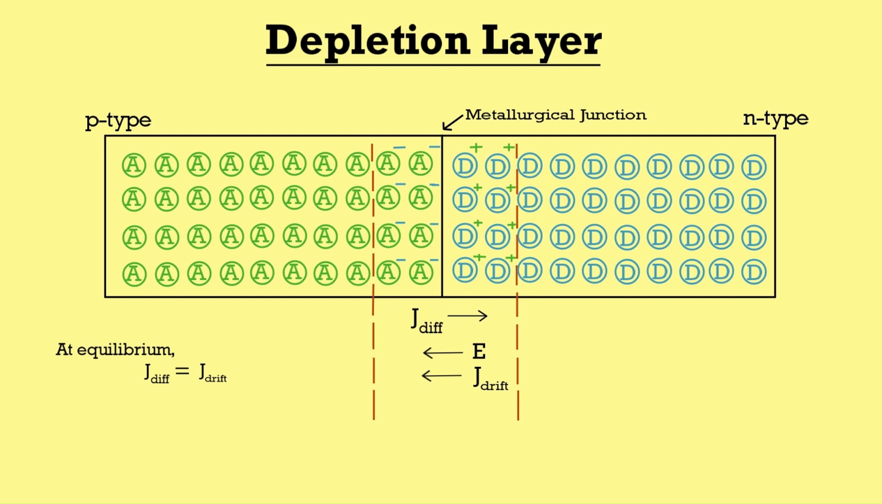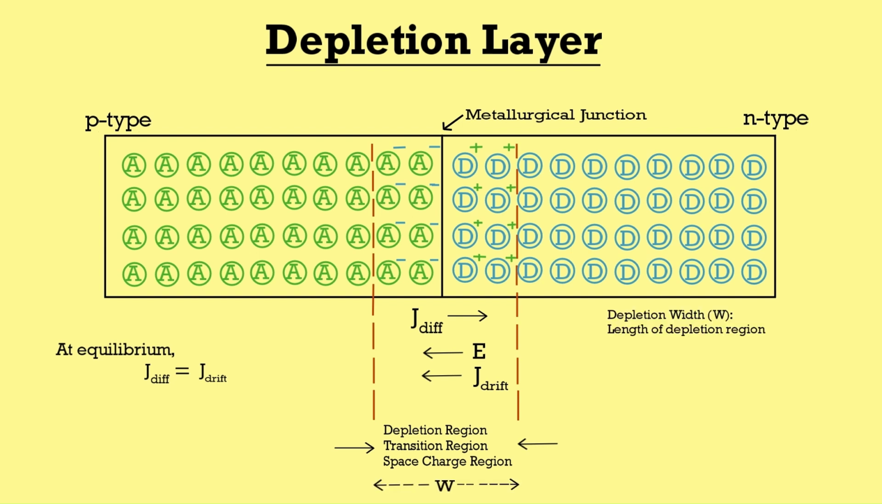The region on either side of the metallurgical junction in P-type and N-type semiconductor, which is depleted of charge carriers, is given various names like depletion region, transition region, and space charge region. This depletion region is characterized by uncovered or ionized dopant atoms, and here also the type of equilibrium which is taking place is dynamic equilibrium. The length of this depletion region is referred to as depletion width.